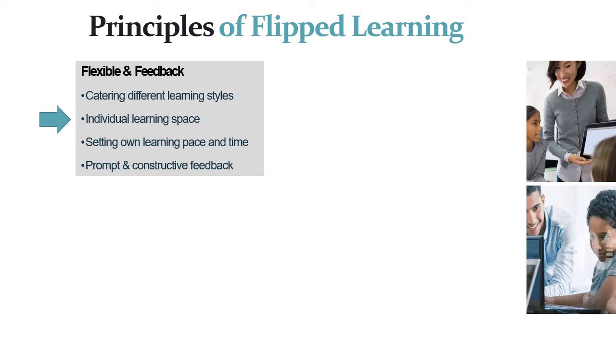Individual learning space. It's important to give the students a space to learn individually because in this way the student is more comfortable to improve their knowledge and to take actions to learn. Prompt and constructive feedback. It's important to give constructive feedback because in this way the students have more opportunities to improve their topic, their contents, their learning in class.